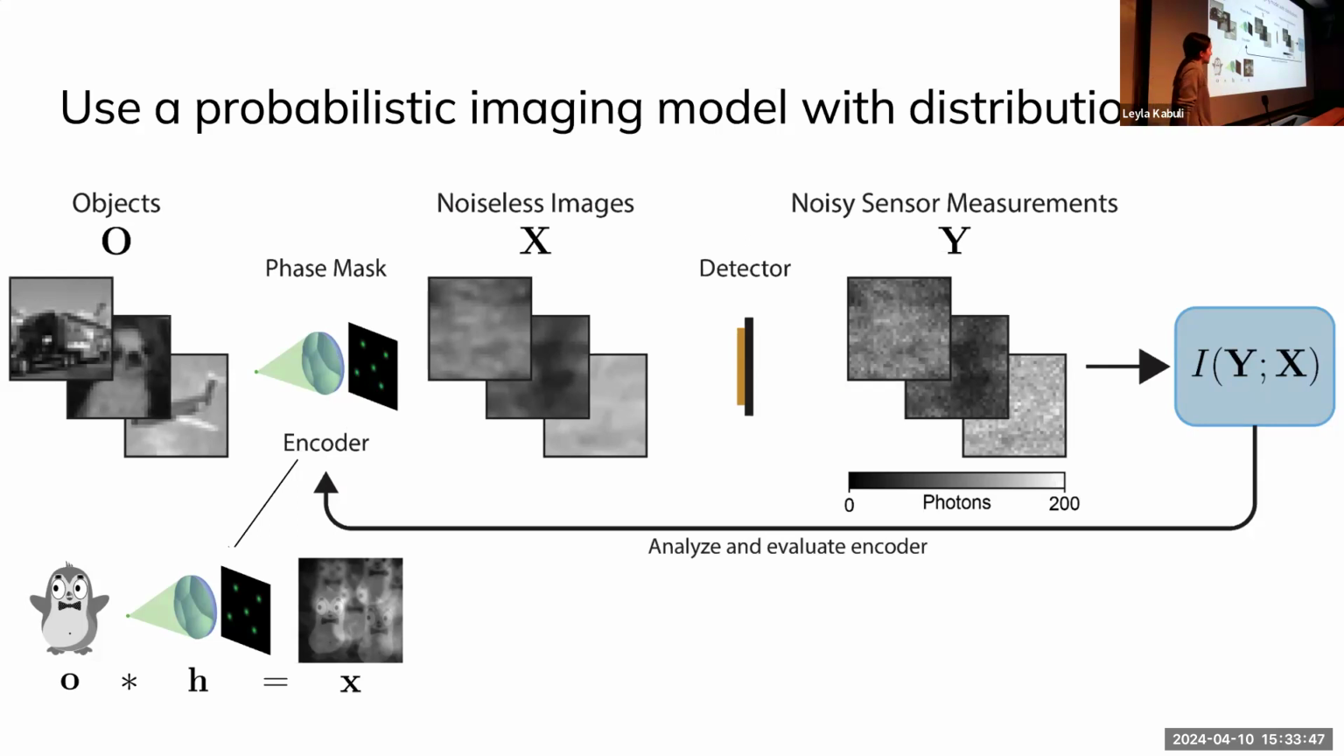And what mutual information says is I look at those noisy sensor measurements Y, compute this number that tells me how many bits of information I have, and I can use that to evaluate the encoder performance.